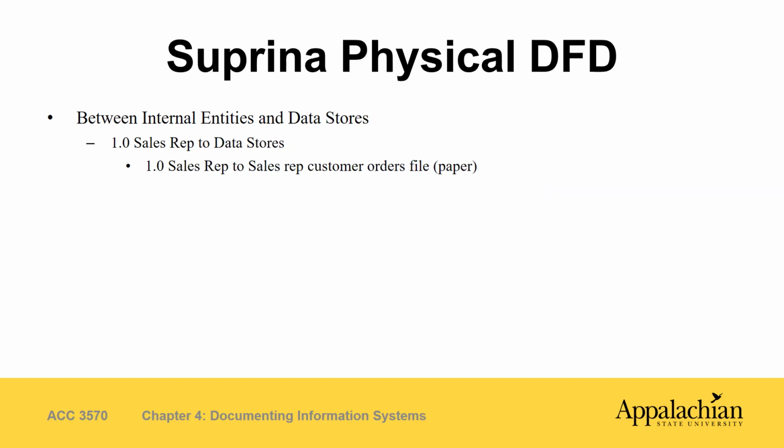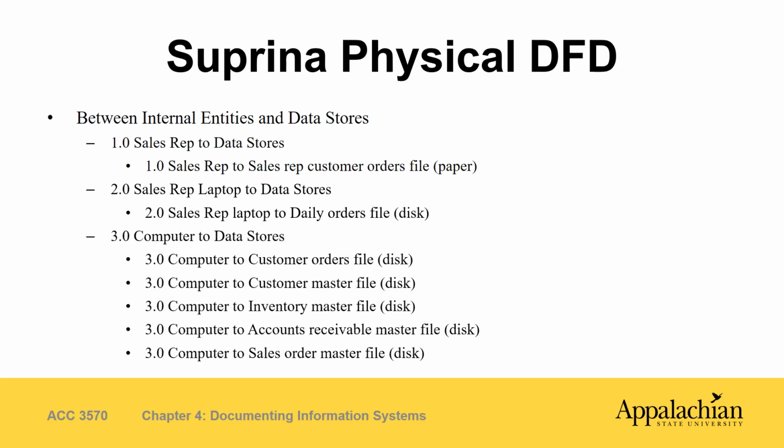Then what I do is document between internal entities and data stores. So you've got here 1.0 sales rep to data store goes to the customer order file, and the data store is both paper and electronic. And then the laptop to data store, you've got 2.0 sales rep laptop to the daily order files, which is going to be on disk. And then 3.0 computer to the data store.